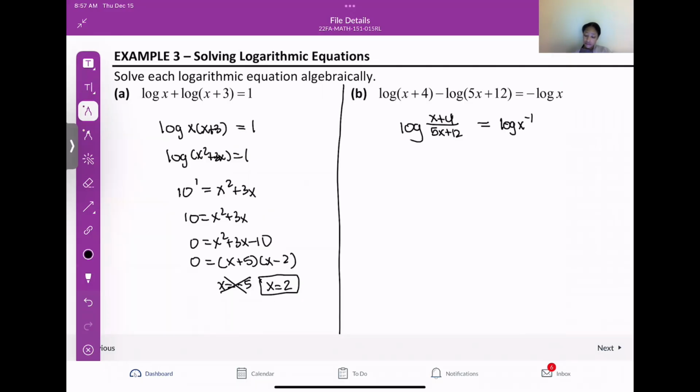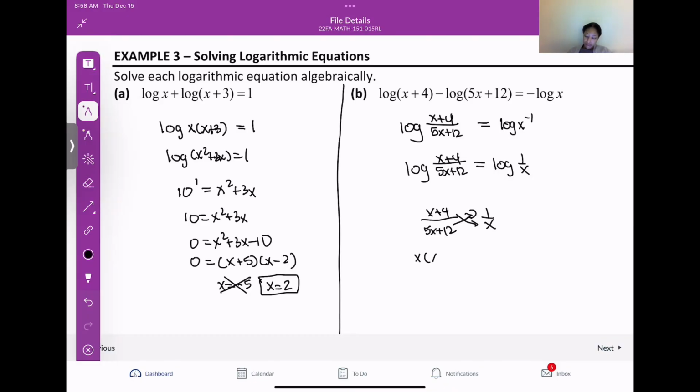Okay, let's rewrite just a little bit. So we have log of x plus 4 over 5x plus 12 equals log of 1 over x, because that's x to the negative first power. The logarithms are the same, so we can drop the logs and just solve the rational equation. X plus 4 over 5x plus 12 equals 1 over x. When we have an equation like this, we can cross multiply to solve.